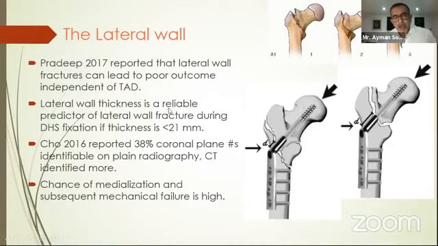Actually, some researchers looked at the thickness of the lateral cortex as a predictor of lateral cortex failure, and a thickness of less than 21 millimeters has been postulated. Just to give you an idea, the short barrel of the DHS is 25 millimeters. So if you've got a very thin rim of bone here, there's a good chance that it might fail. Some researchers looked, in retrospect, at the cases that had mechanical failure, and they found that they could identify a lateral cortex break in 38% of their cases.